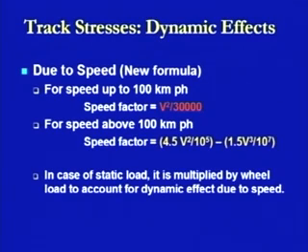Another formula which is being given now is dependent on the speed range. For a speed of up to 100 kilometers per hour, it is defined as V square divided by 30,000, whereas in the case of speeds above 100 kilometers per hour, it is calculated as 4.5 V square divided by 10 raised to power 5 minus 1.5 V cube divided by 10 raised to power 7. In the case of a static load, this is multiplied by the wheel load to account for dynamic effect due to speed. So, this is how this is taken into consideration.